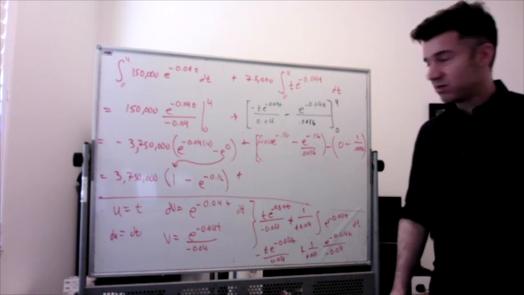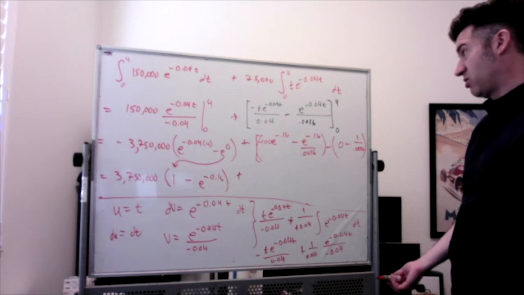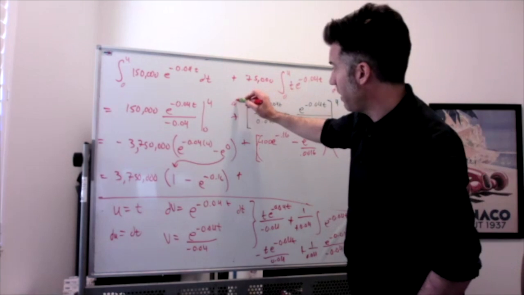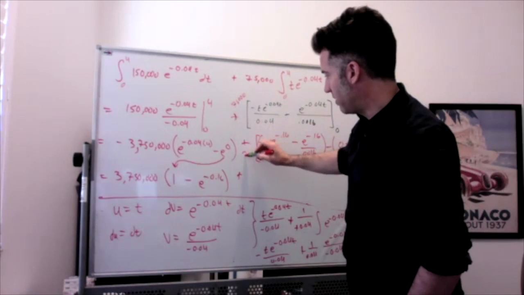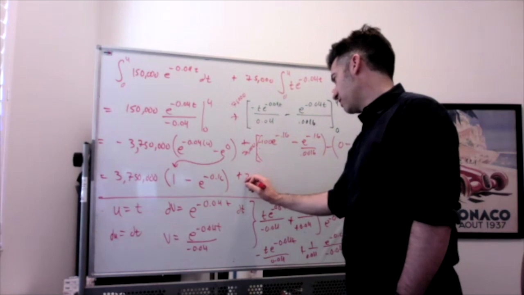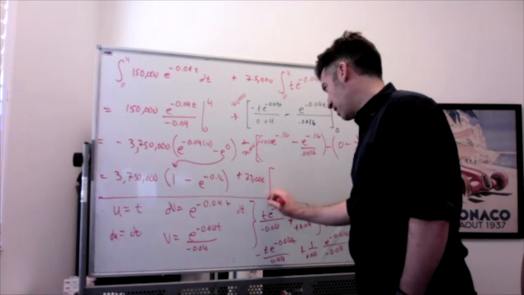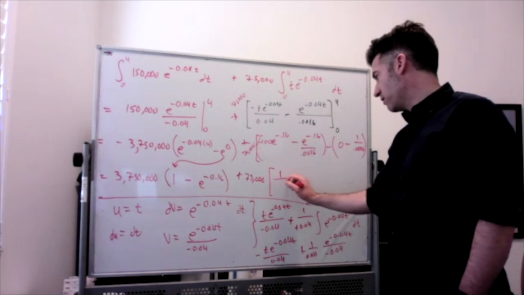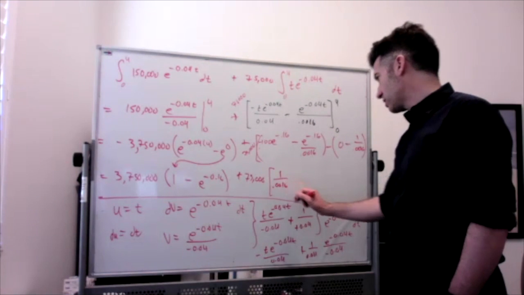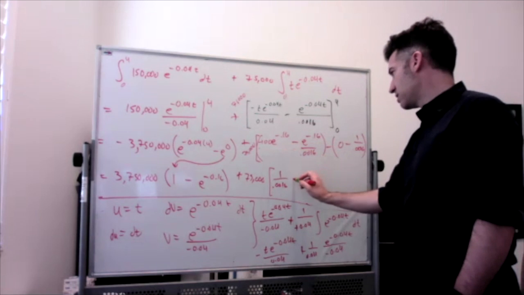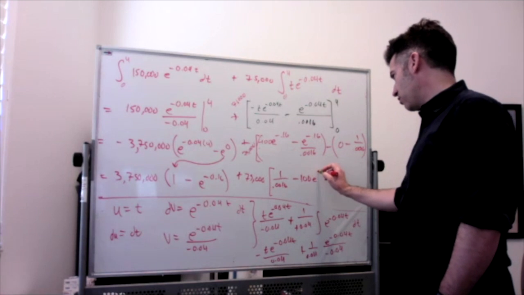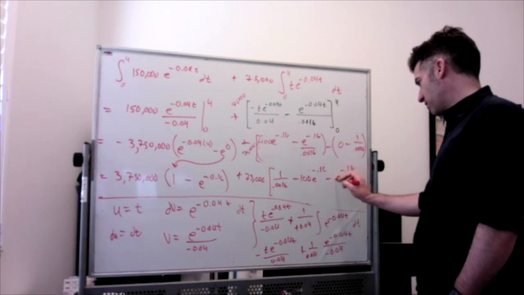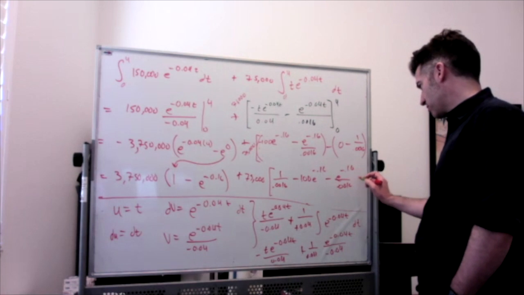That's pretty gross. This definitely, to me, requires a calculator. So let's see what we've got, though. Well, I forgot the 75,000. There's a 75,000 there. So it's 75,000 times all of this. So it's 75,000 times, let's simplify a little bit. So a minus is a plus. So it's 1 divided by 0.0016 minus 100 e to the -0.16 minus e to the -0.16 divided by 0.0016.